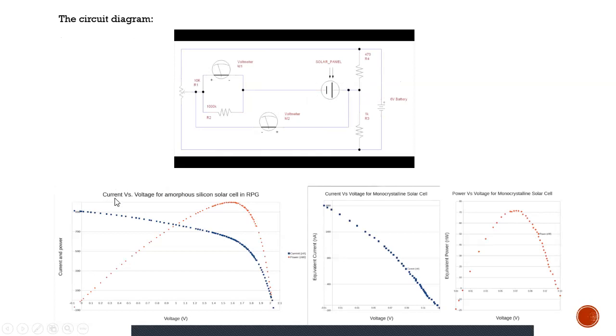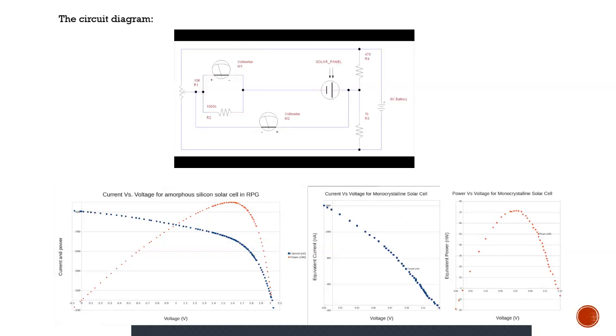And this is the current versus voltage for the amorphous silicon cell that could be used for the nuclear battery. And this is the current versus voltage for the monocrystalline solar cell, and this is the power versus voltage for the monocrystalline solar cell. So we can see these current and voltage figures for the amorphous silicon cell, and compare them with the current versus voltage and power versus voltage for monocrystalline solar cells.